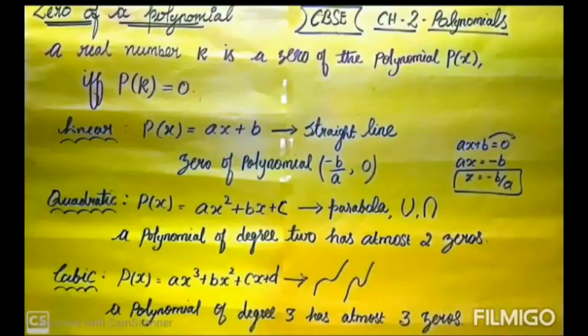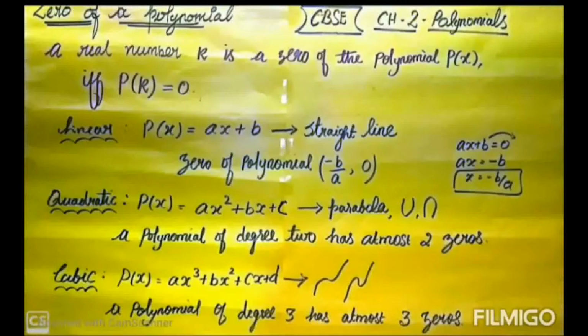Which means if you replace x with some number k, it should satisfy the value equal to 0. That is the condition given here: p of k equals 0. After solving the polynomial, you should get the answer as 0. Then we can say that k is a zero of the polynomial. So the definition is: if and only if p of k equals 0, then k is a zero of the polynomial p of x. If k is a zero of the polynomial p of x, then p of k equals 0.